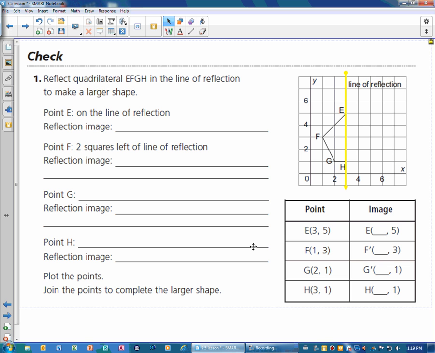Okay, so start and just count squares from every single point. So E is on the line of reflection, so it's not going to move. Move to F. 2 away, so count 2 over. G is 1 away, so count 1 over. H is sitting on, so it's not going to move. I'm going to try to make this look a little nicer. So connect E to there to there, and there to there, and there's your larger shape, with a line of reflection helping to create it. Simple as that. I don't think you'll find any problems with this lesson whatsoever.